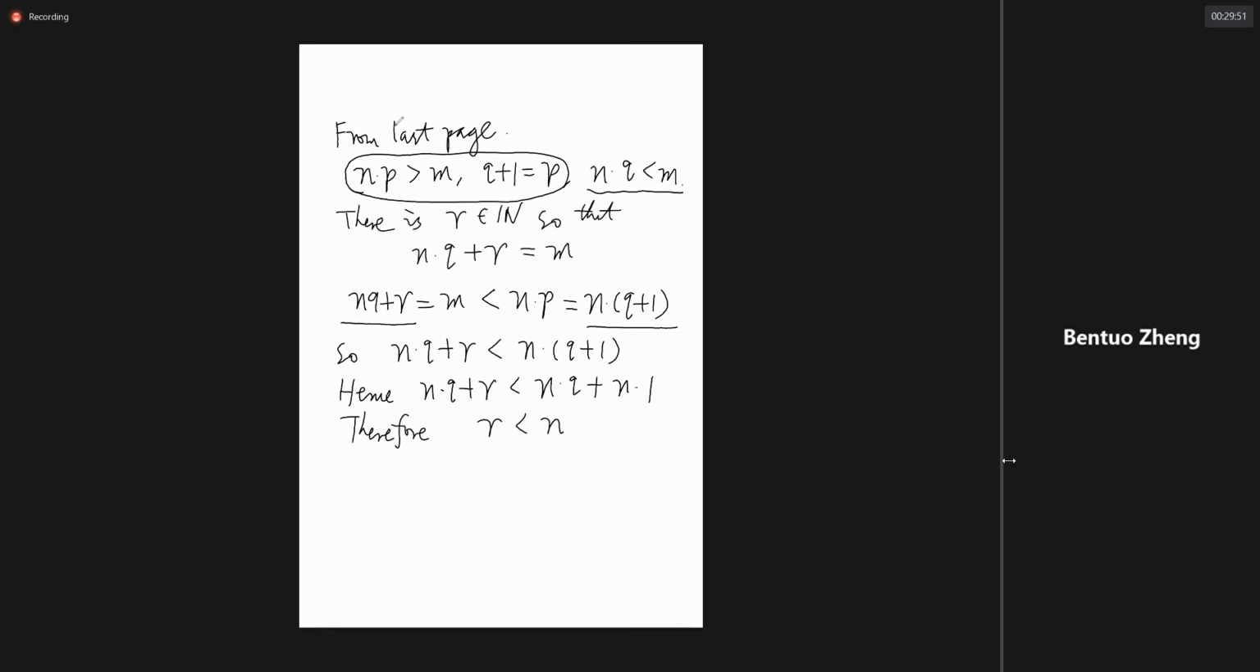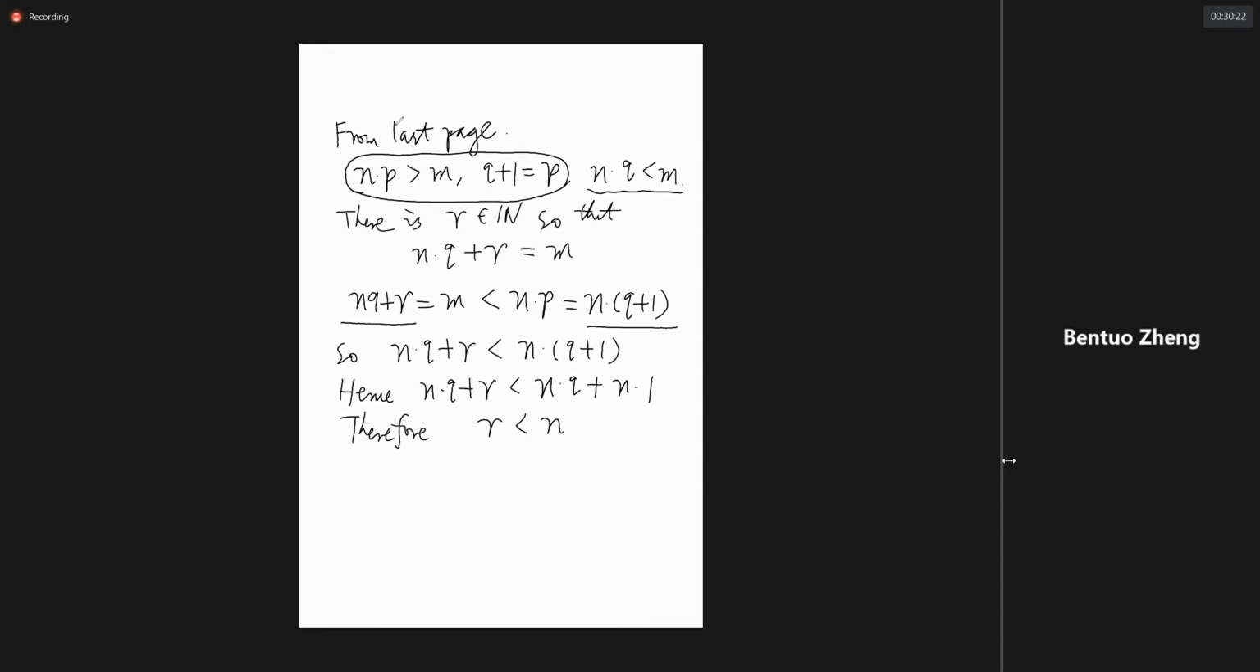Okay, so at this point, we finish the proof. Let's just go over the strategy for the proof. We want to prove that if we have two natural numbers, n and m, n is less than or equal to m, then you can always write m as n times q plus r, with r less than m.